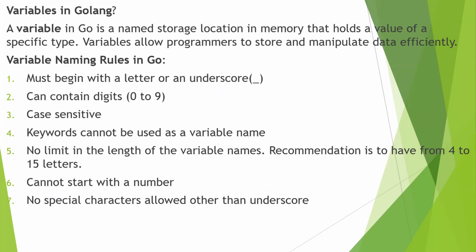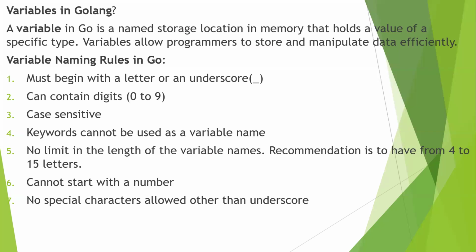So, in order to save some values of a specific type in a particular location, we name those locations as variables, and for those variables we assign some values so that those values will be stored in a particular location inside the memory. So the main purpose of variables is to store values inside the memory.